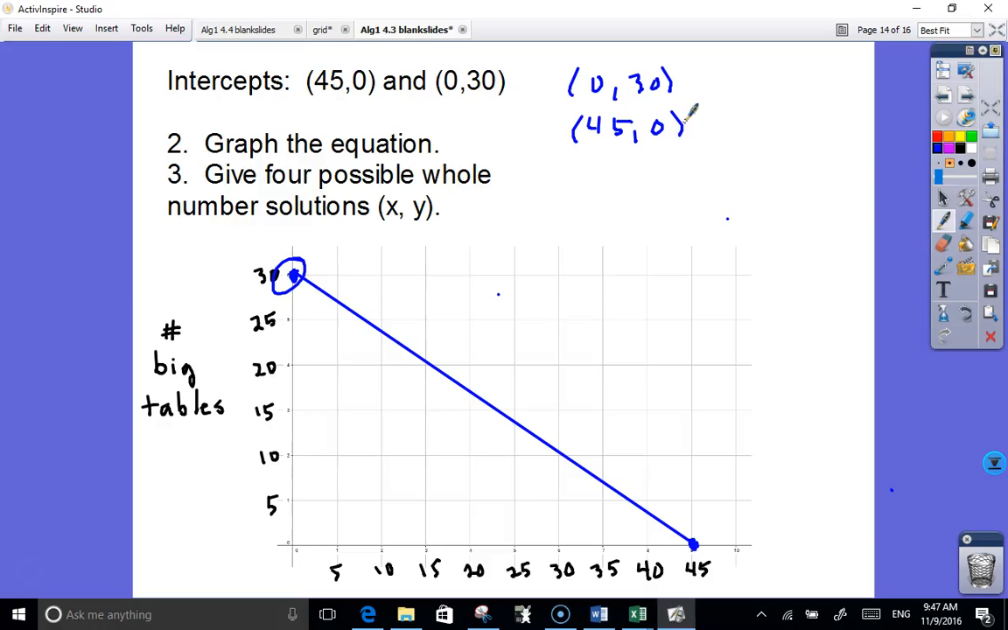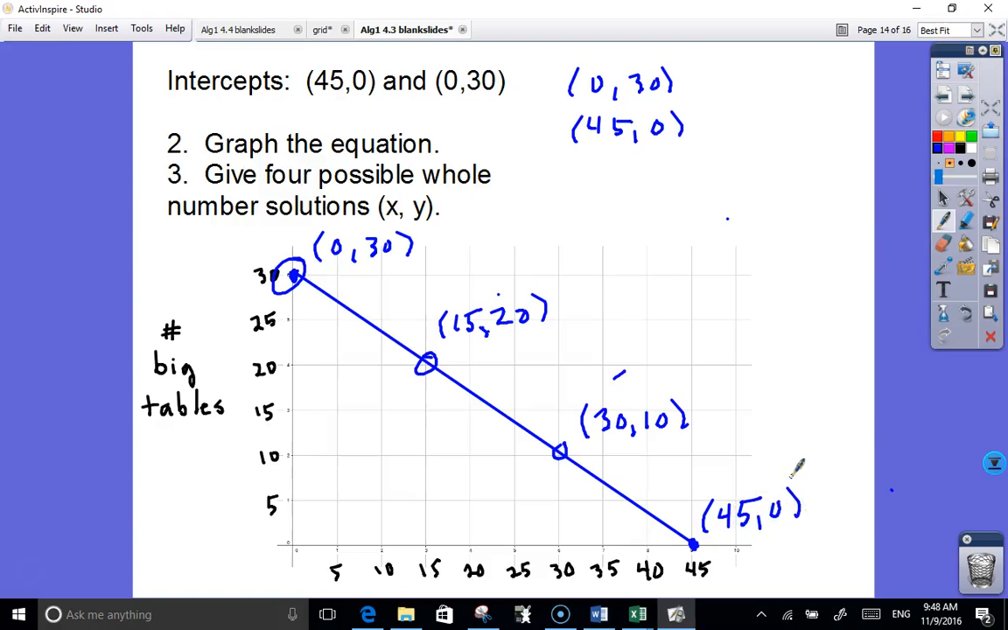1, 2, 3, 4. We don't want to pick like that, because it's in between the intersection of grid lines. That would solve the equation. So these 4, they said whole numbers, so whole numbers means not fractions, not decimals. So we could have 0, 30, 15, 20, 30, 10, and 45, 0.